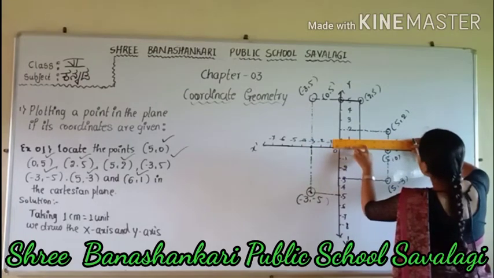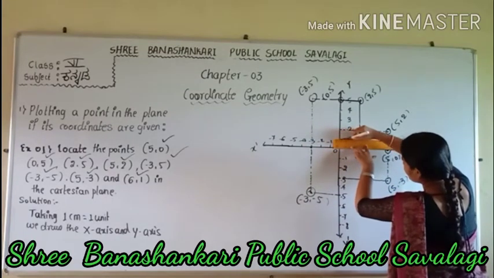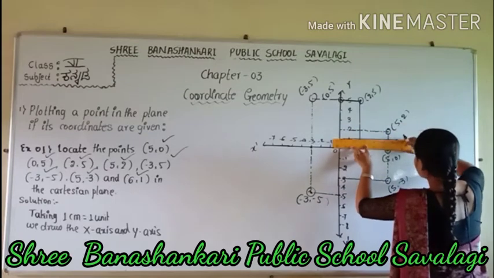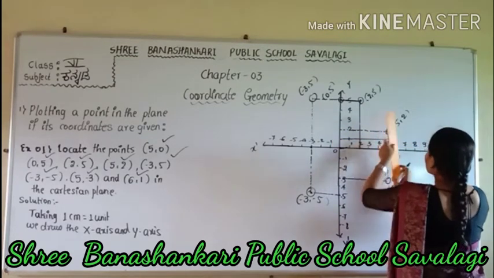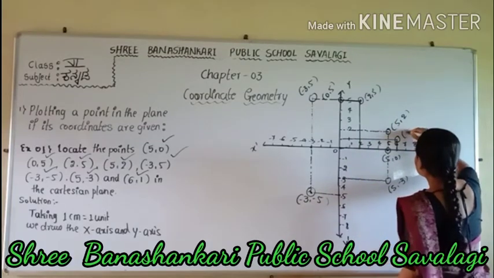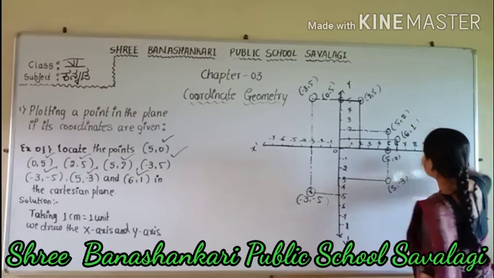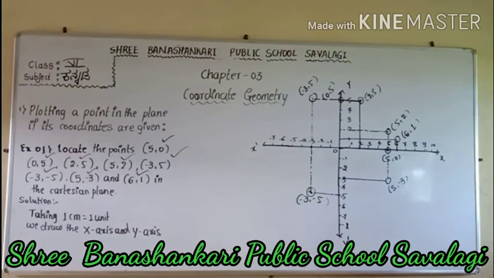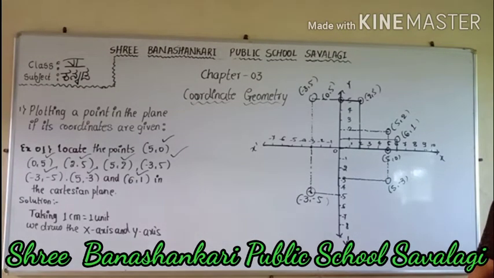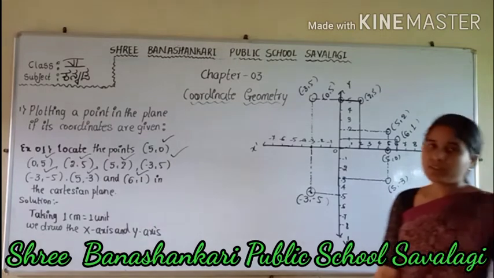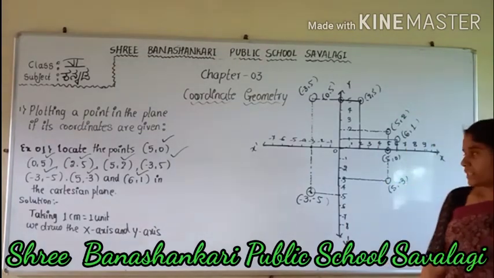where the two perpendicular lines meet, that is the position of the given coordinates 6 and 1. And this is how to plot the points on the Cartesian plane whenever the coordinates are given.